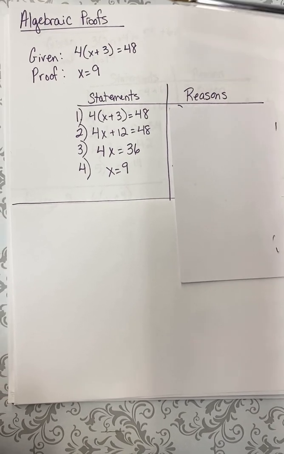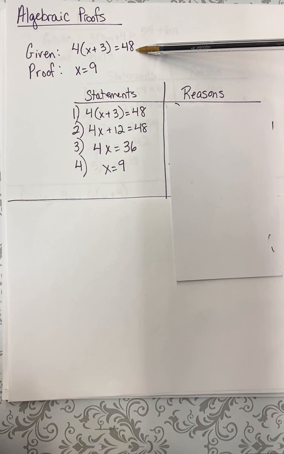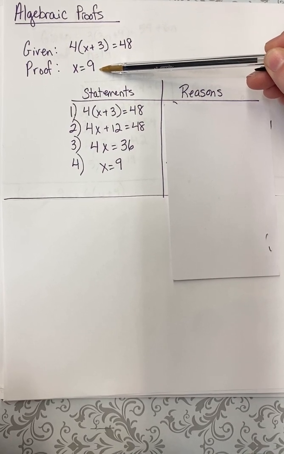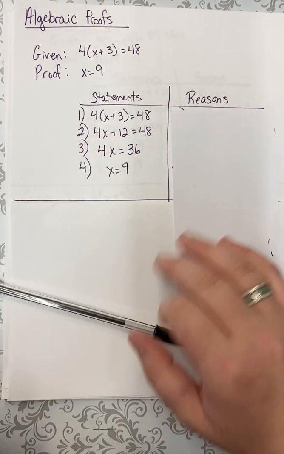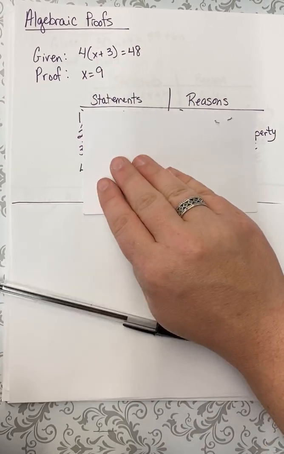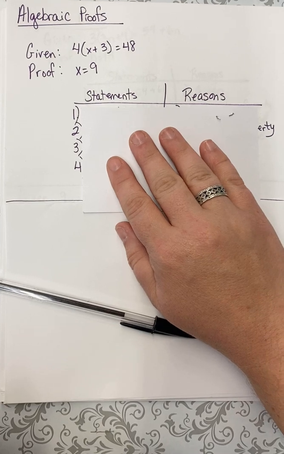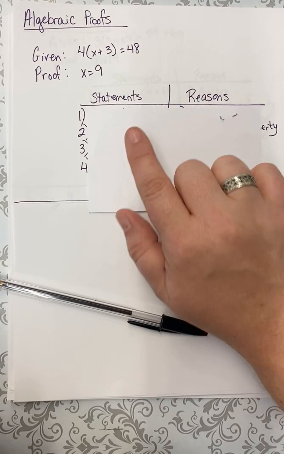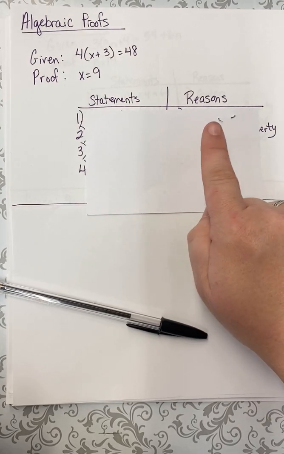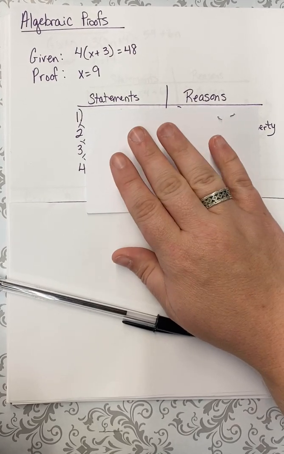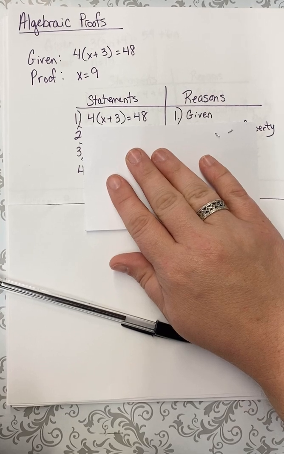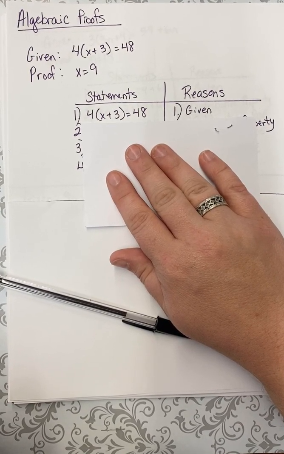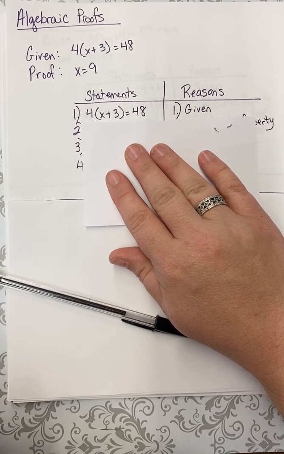So all proofs begin with a given and a proof, okay? And in this unit, what we are doing is we are making 2-column proofs, okay? So on the left-hand side, you have your statements, and on the right-hand side, you have your reasons. So number 1, we always start off with our given. So you write down your given and you write that it is given.